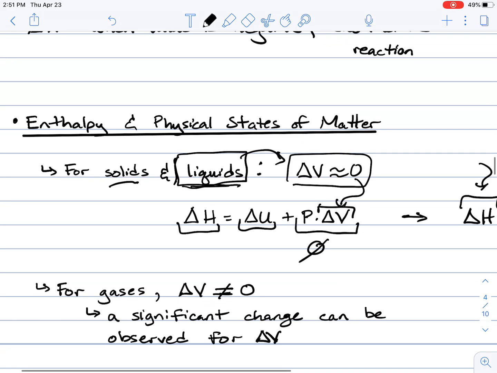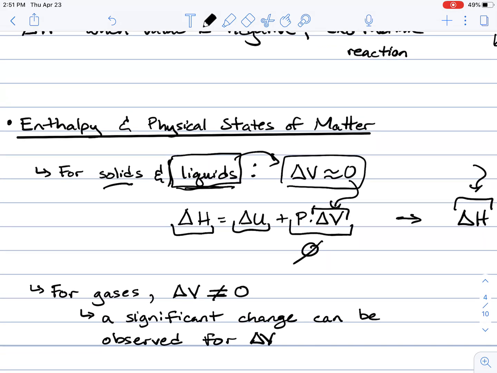For gases, the change in volume does not equal 0. If you think about blowing up a balloon, if you increase the number of moles of gas inside that balloon, then you increase the volume of the system. Since the change in volume is not equal to 0, there is a significant change that is observed for delta V.